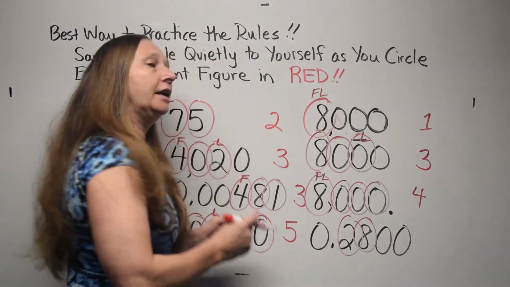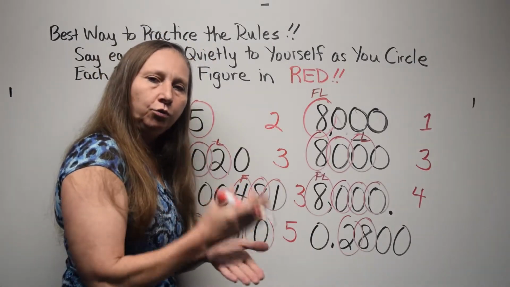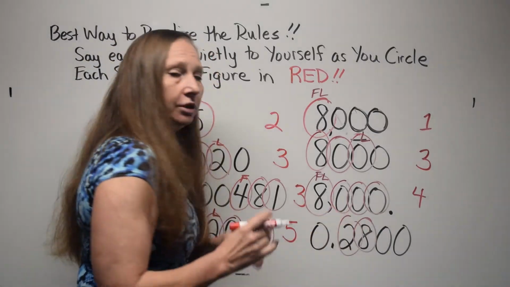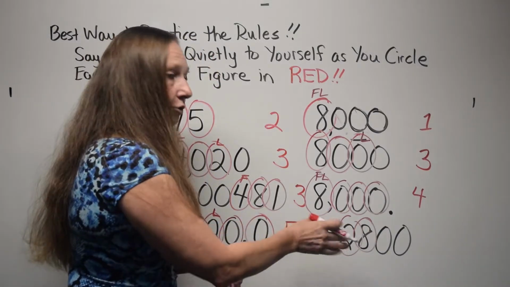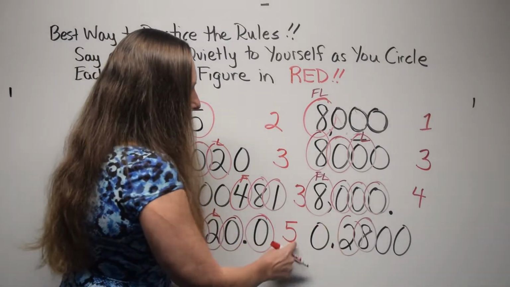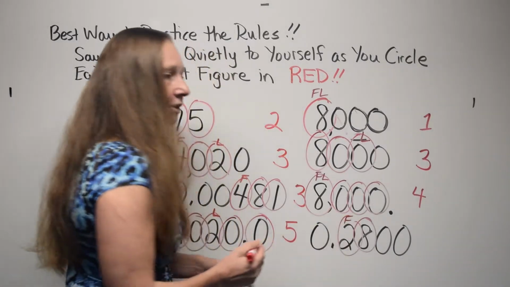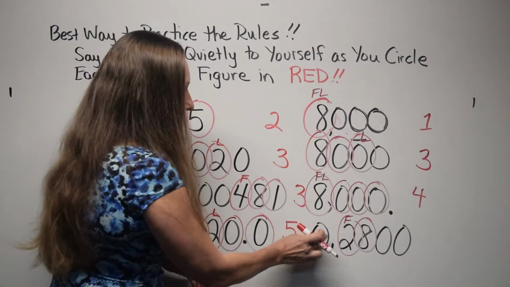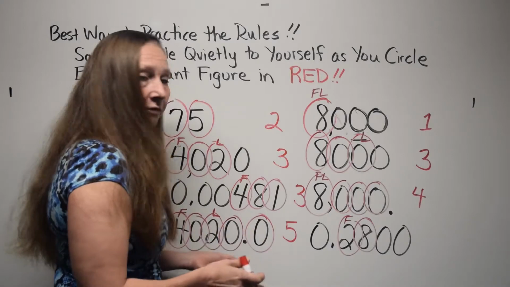Non-zeros are significant. And remember, you're saying each of the rules quickly every time. Non-zeros and dashed zeros are significant. Zeros between non-zeros are significant. There aren't any. Zeros before the first non-zero, here's the first non-zero. Zeros before are not significant. So this zero here is not significant.